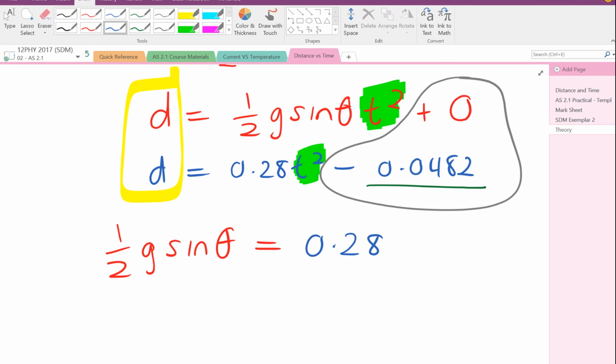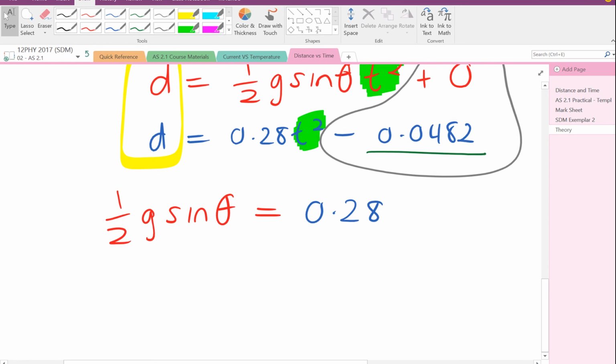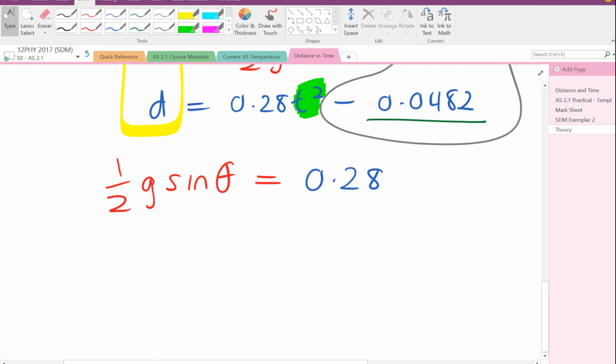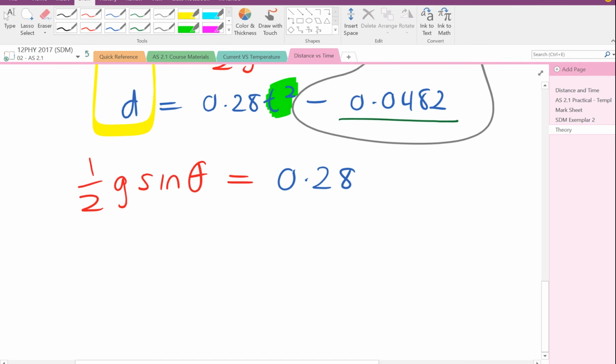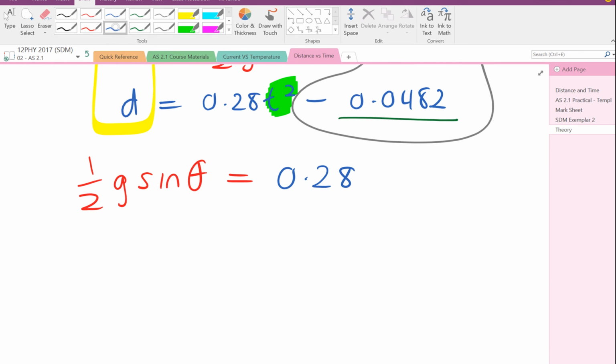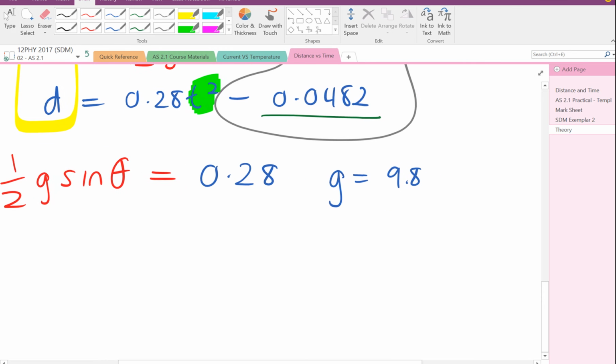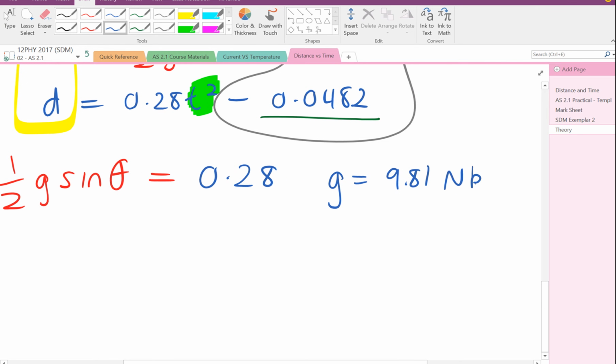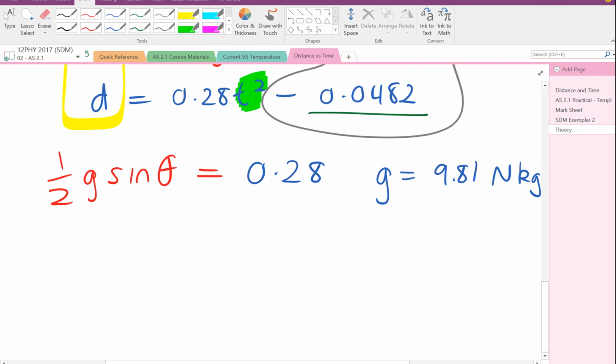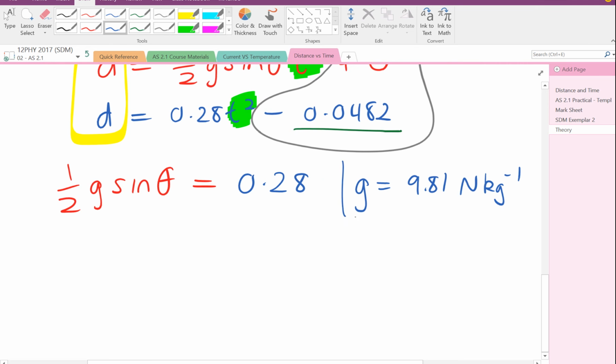0.28 is your experimental gradient, and the half g sine theta is the theoretical part of it. What we can do now is see how good your gradient, your 0.28, is by comparing it to something we know. And we all know g. Now, somewhere in the brief, they probably told us what g was. I can't remember what they did, but let's just say g is 9.8. We use sine theta. Newtons per kilogram. Yeah, exactly. Absolutely. So we know that g should be, in theory, 9.81 newtons per kilogram.